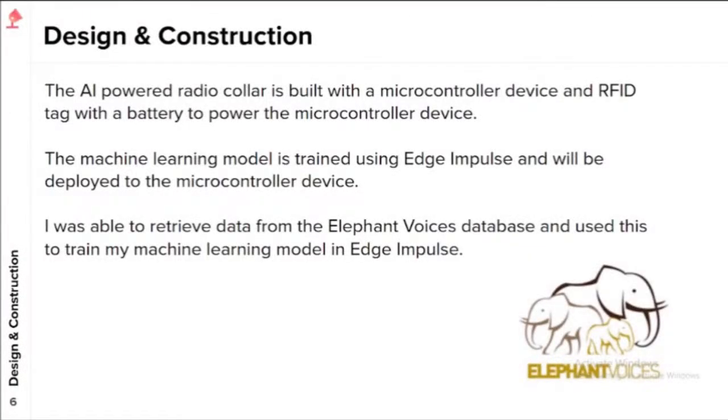Moving on to design and construction, this AI-powered radio collar will run with minimal power consumption as it's powered by a battery. The machine learning model will be deployed to the microcontroller device, and we'll also have the passive RFID tags in the radio collar. I was able to use the data from the Elephant Voices database to train my machine learning model.